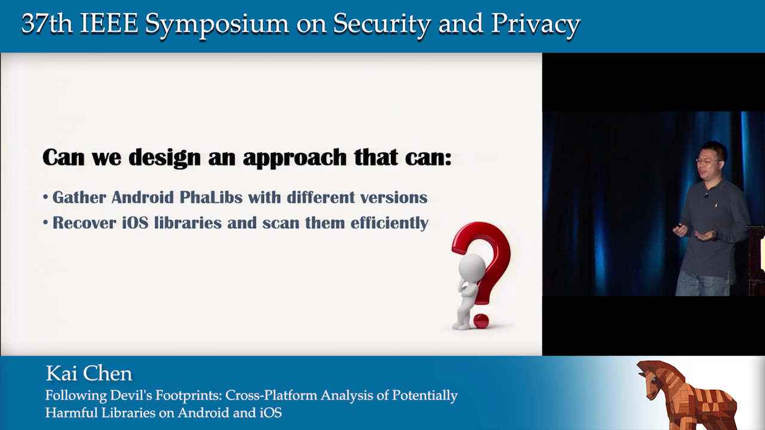So can we design an approach that can, on the Android side, gather Android potentially harmful libraries with different versions, and on the iOS side, recover iOS libraries and scan them efficiently?